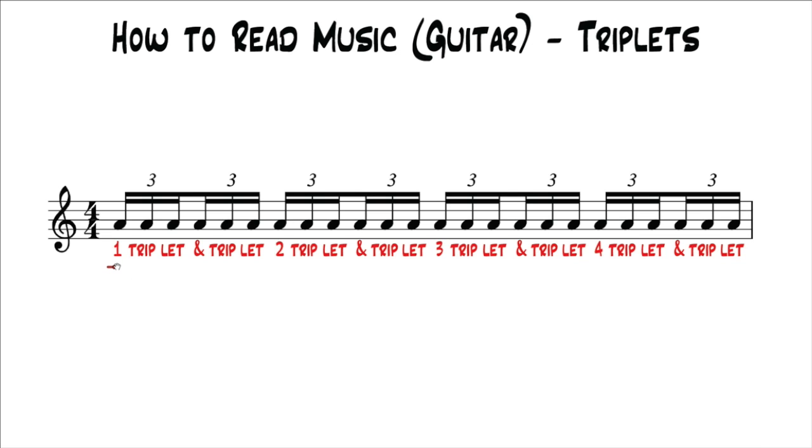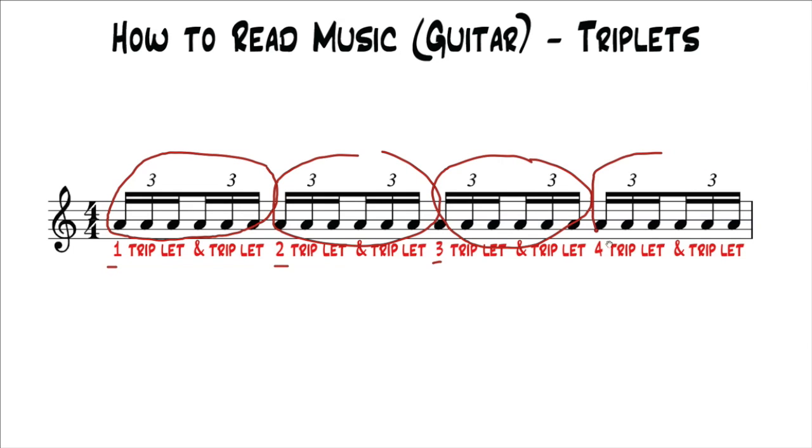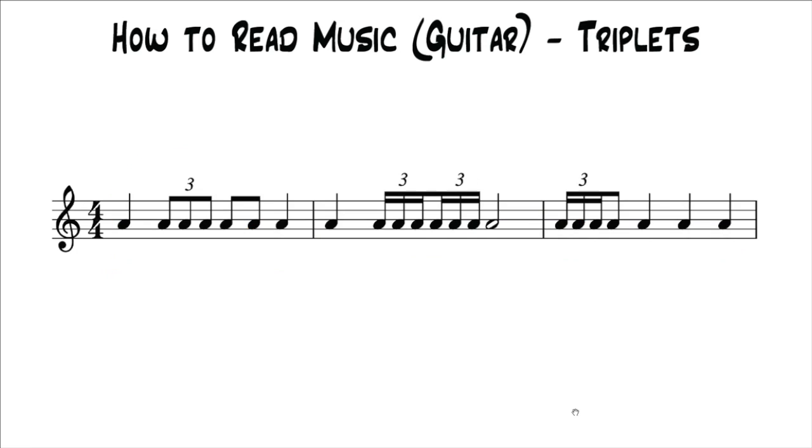But again, these are just 1 beat each. These whole beamed triplets together are 1 beat each. So 1 beat, 2 beat, 3 beat, 4 beat. So if you're going at a fast tempo, those are going to be really fast. And of course, you're not going to always find them just beamed together for a whole measure.